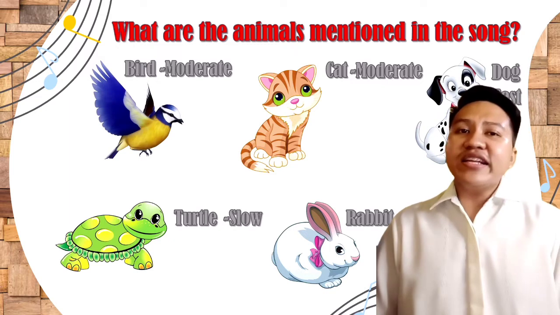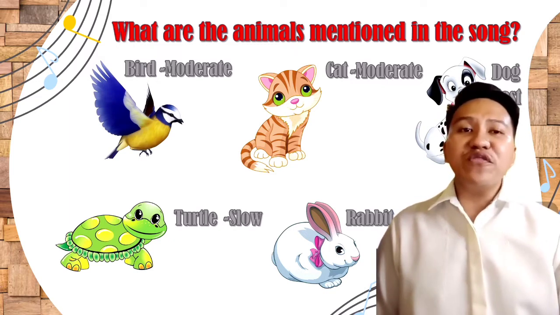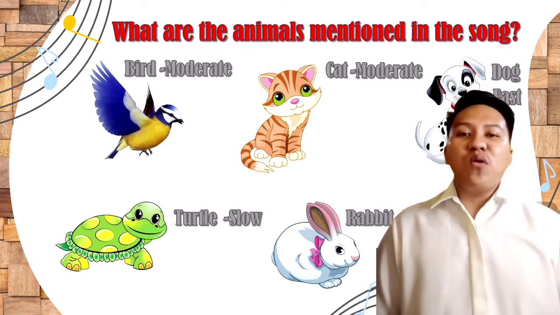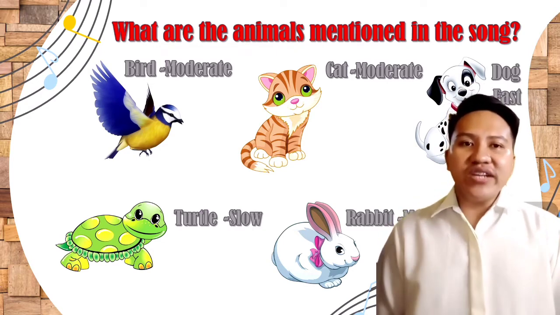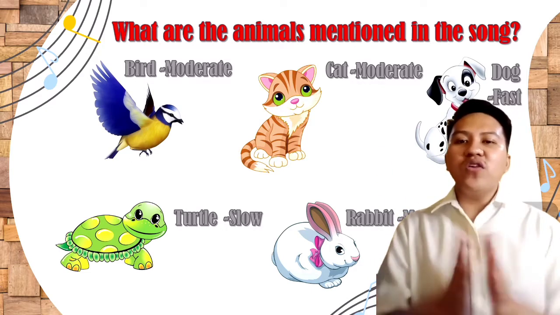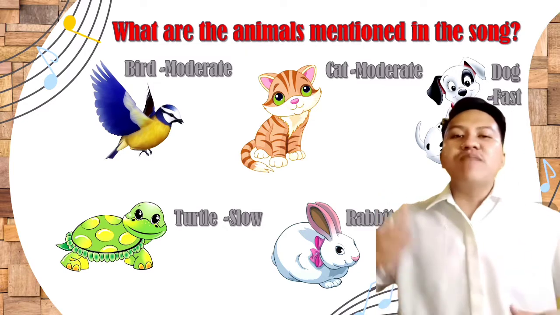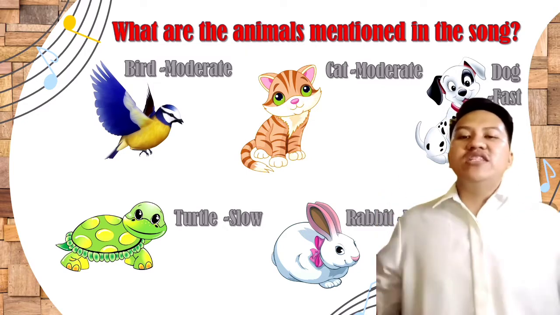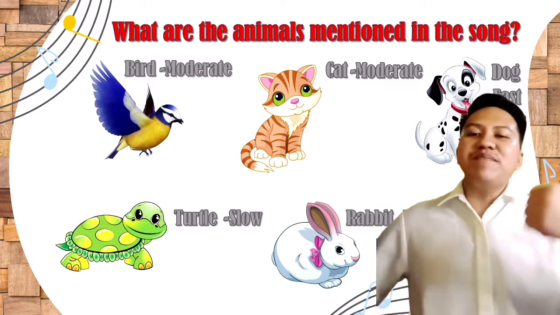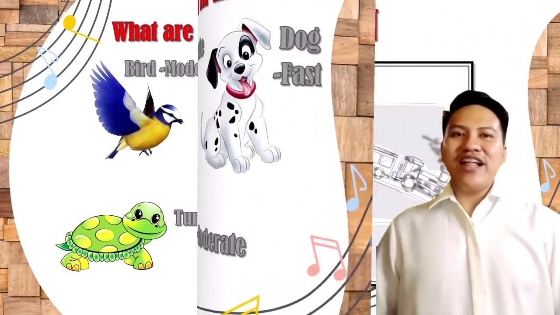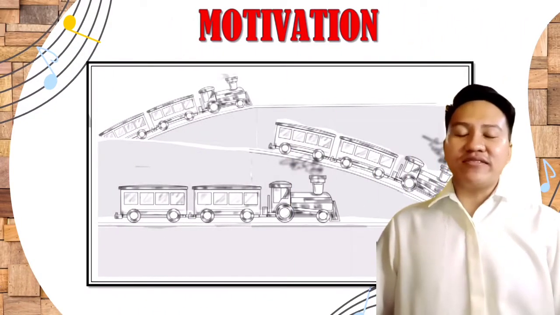So, let us do the good job clap again. At the count of three, let us do it together, okay? 1, 2, 3, go! G-O-O-D-G-O-B. G-O-O-D-G-O-B. Good job! Good job! Good job!